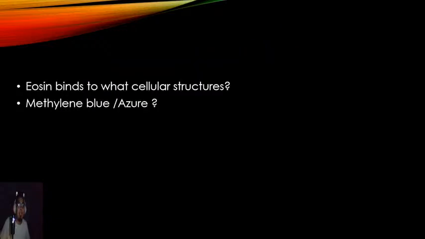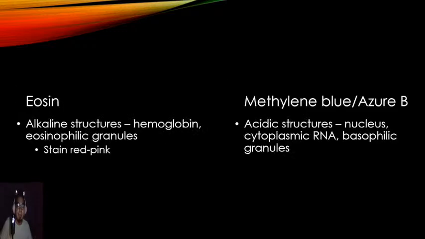Alright, very good guys. Now, eosin binds to what structures of the cell? It binds to alkaline structures, specifically hemoglobin. Methylene blue and azure blue bind to acidic structures like the nucleus, cytoplasmic RNA, and basophilic granules. Basically, this is a basophilic stain. Eosin is an acidic stain. So it stains red to pink. Methylene blue stains black to blue.